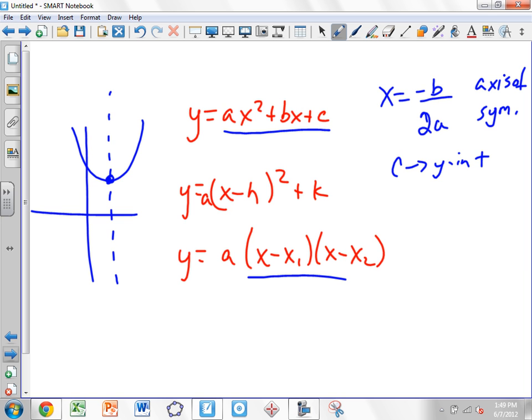What's that dashed line called again? Doesn't it go through the vertex? So if we get the axis of symmetry, let's say the axis of symmetry in our example turns out to be x equals 4, okay? And I want to know the vertex. What do I do with that 4?